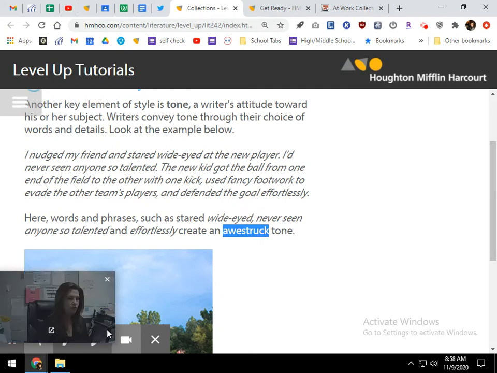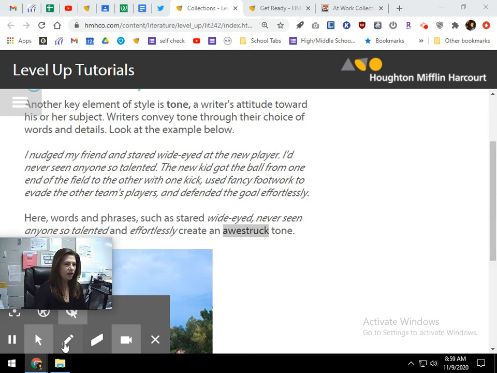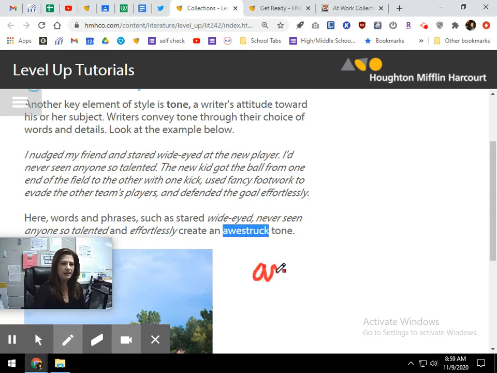I could also say that this author is maybe amazed. She is admiring. Her tone is admiring. So remember, for any given passage, there can be more than one tone word. And we've looked at those tone lists before, which are always good to use. But she's awestruck, she's amazed, she's admiring of his talent.